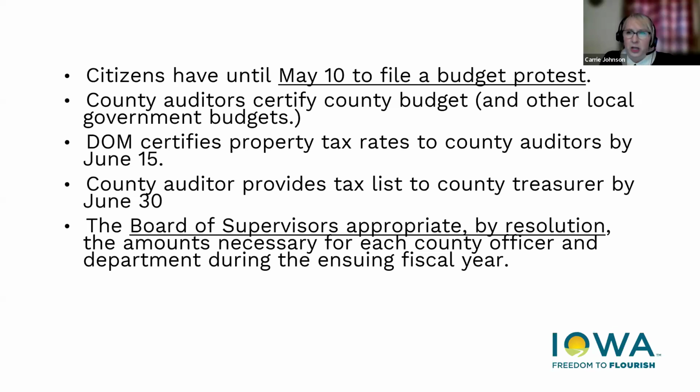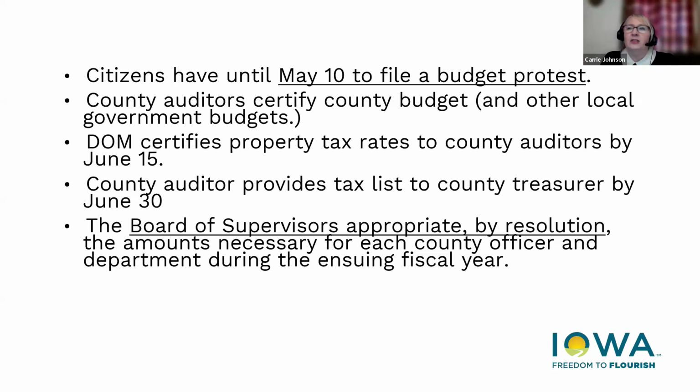So we'll definitely delve into that at that time. Then once the county auditors certify all those local government budgets, Department of Management finalizes those budgets. We take a look and finalize those property tax rates and communicate that to county auditors so you know the legal certified rate for all those different entities. The county auditor then, of course, gathers that information and provides the tax list to the county treasurer by June 30th so they can then prepare those tax statements.